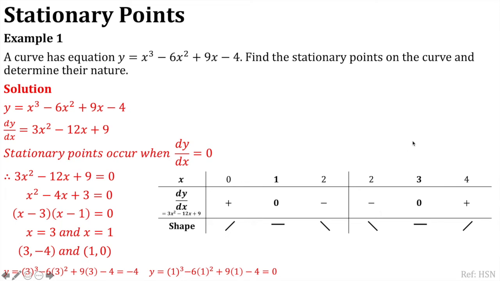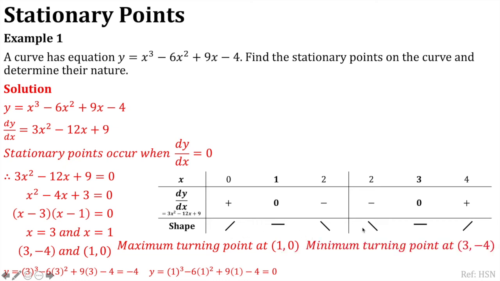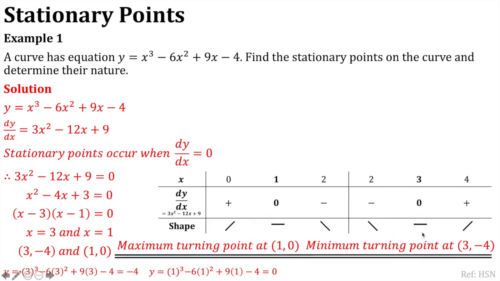So I then need to conclude. I'm not quite finished yet. I have found the nature, but I've not said which point's which and things like that. So I need to say, right, I've got a maximum turning point at (1, 0). You can see the maximum there, remember? And I've got a minimum turning point at (3, -4). And those then are my final answers.